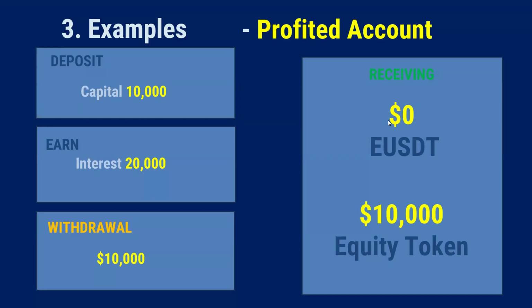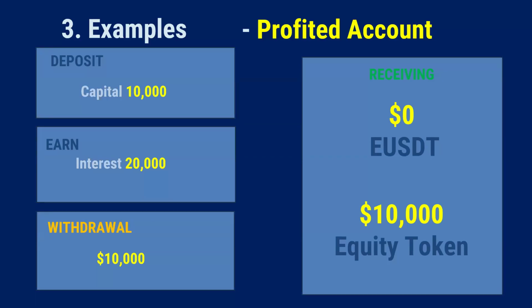So the situation is the same. If you deposit 10,000, your earned interest is, for example, 40,000. If you withdraw 20 or 30,000, you'll receive 0 EUSDD, and the rest will be converted into equity token. Okay, this is what a profited positive account means.